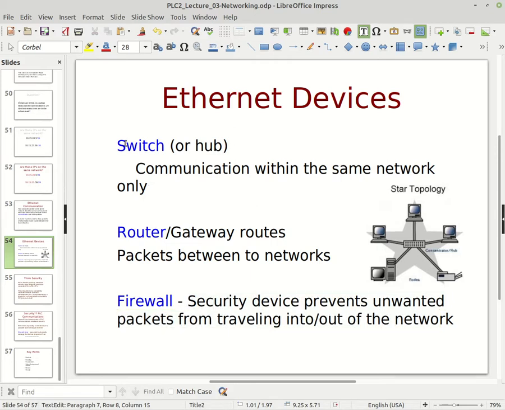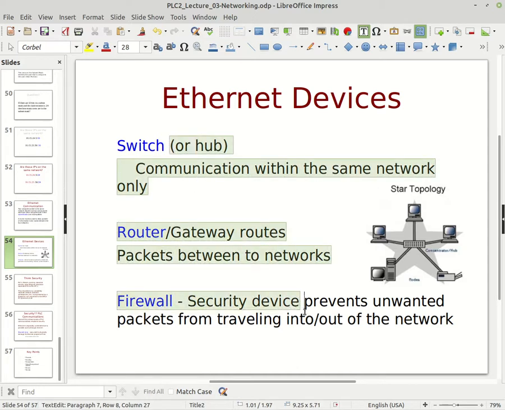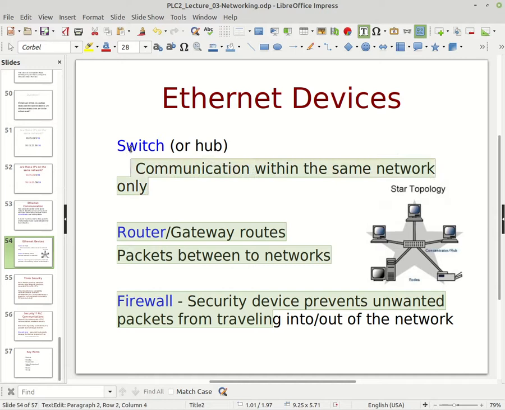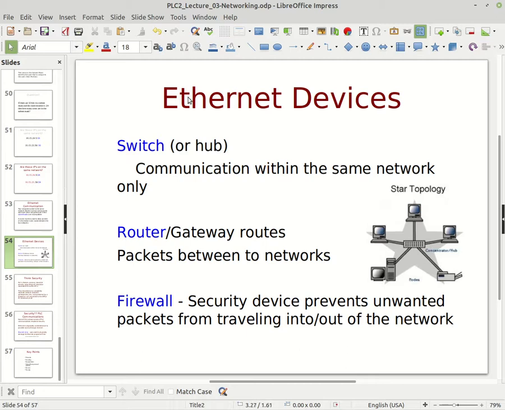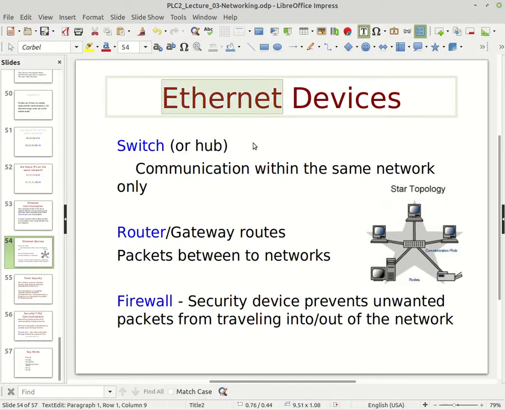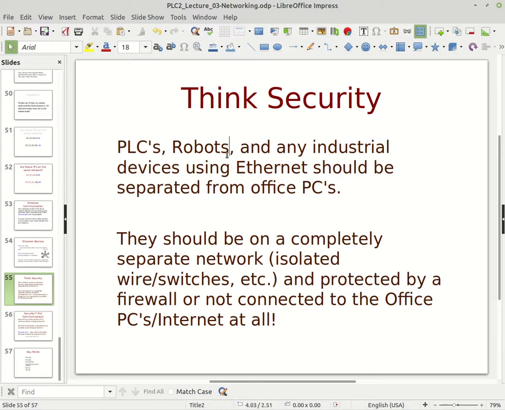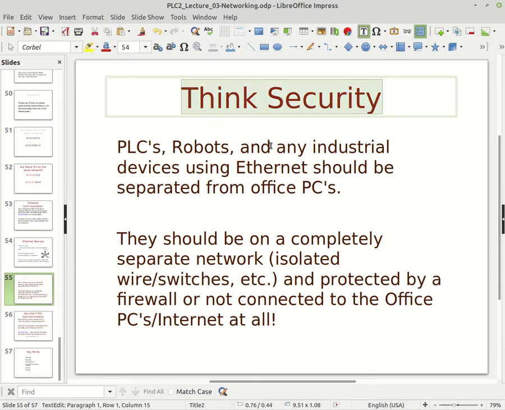Now, a lot of times, if you go and buy a Wi-Fi router at Best Buy or something, you actually get the firewall and the router and the switch all wrapped into one for a very reasonable price. And again, that's why we're seeing so many Ethernet devices even on industrial networks, because the cost has dropped so low, and also they are very high-speed networks. But we do have to keep in mind this security thing.